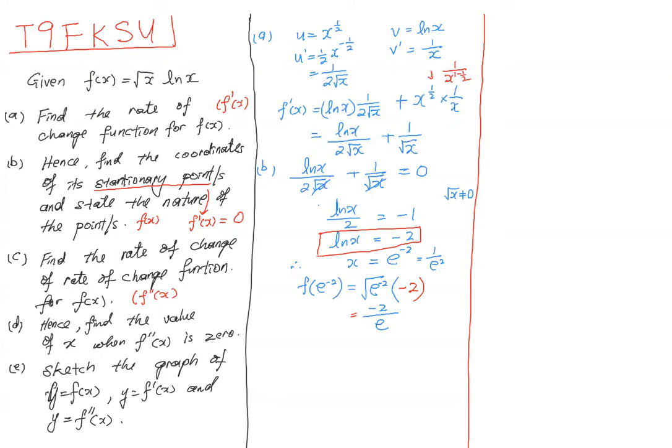Are you okay with this? This part is because in the exam, I can ask you to find the exact coordinate. So e to the power negative 2, then to the power of half. So this one you multiply by negative 1. So this is 1 over e. Okay or not?